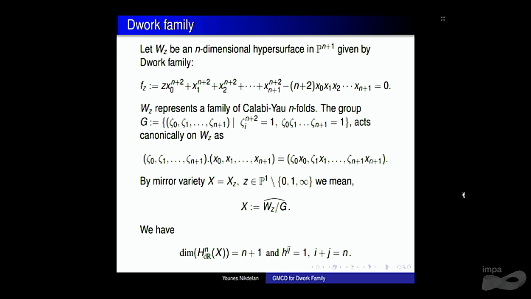So the things that we need to know about this family, about this variety X, which from now on we call the mirror variety, is that its middle de Rham cohomology has dimension n plus 1, and its Hodge numbers will be 1, where i and j equal n. In other words, we have the de Rham cohomology.